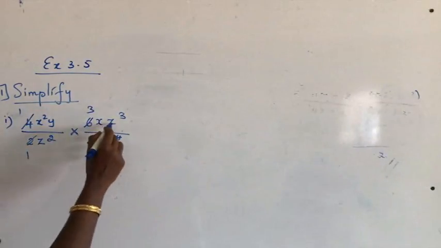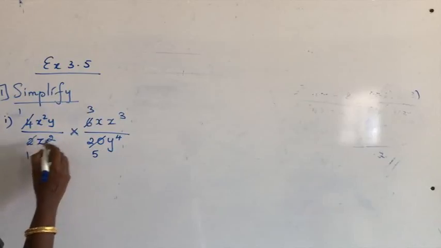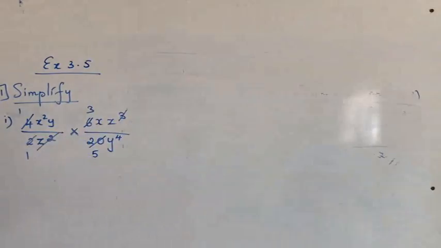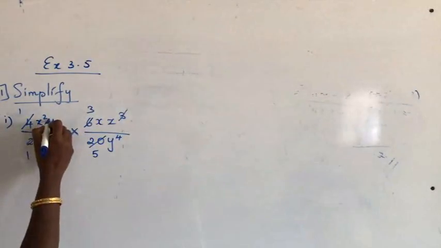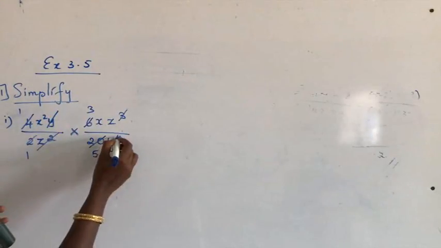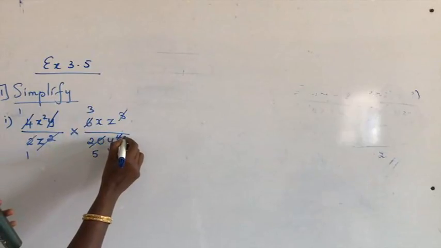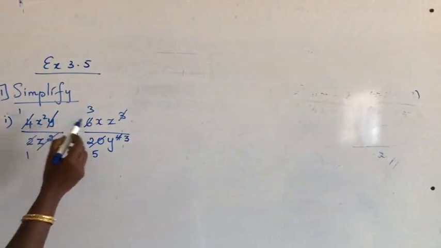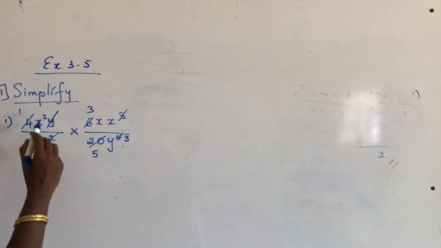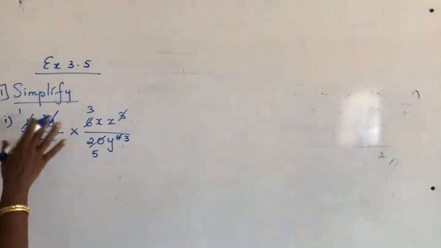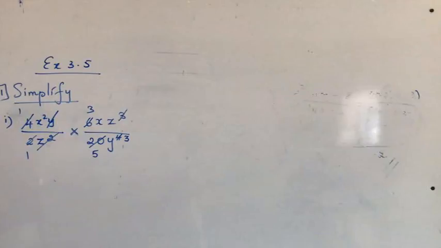So z square, z cube. We have 2 z's over here and 3 z's here, so we can cancel 2 z's, and only 1 z is left. Again in the numerator we have y, and here we have y raised to 4. So we can cancel 1 y and 1 y, and out of 4 only 3 is left. Any other cancellations? No. We cannot cancel x square and x because both of them are in the numerator.